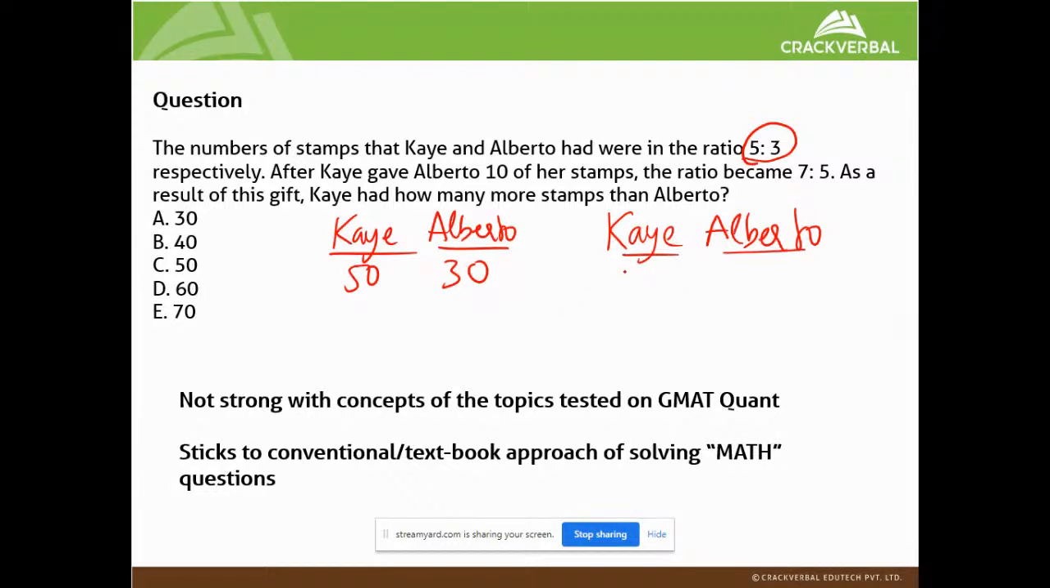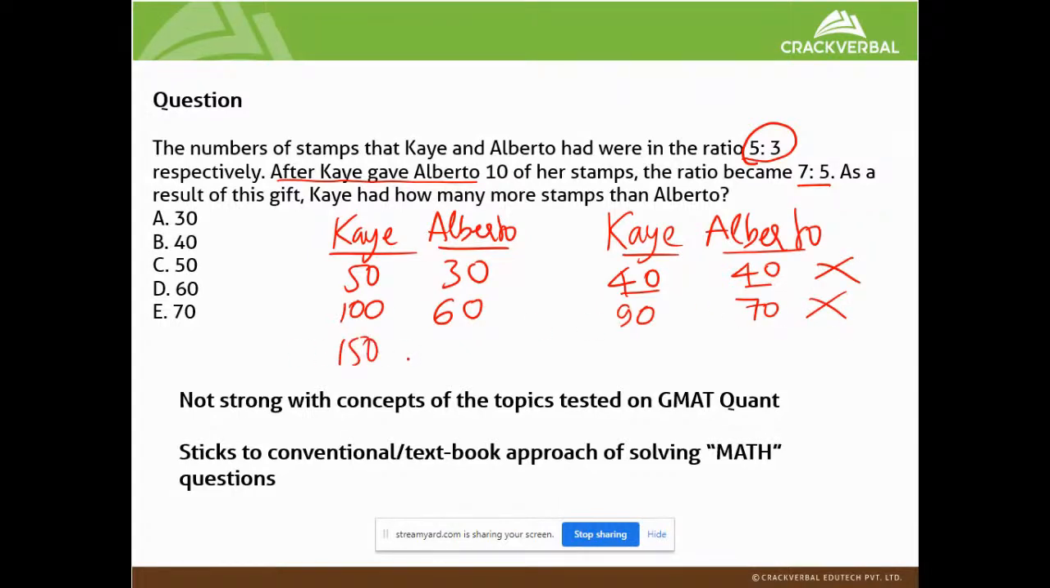After would be 40 and 40. The question says after K gave Alberto, the ratio should be 7:5. This ratio is definitely not 7:5. So 50 and 30 is not possible. The next set of values could be 160. So K gave 10 stamps, so 90, 70. 90 and 70 are still not in the ratio of 7:5.